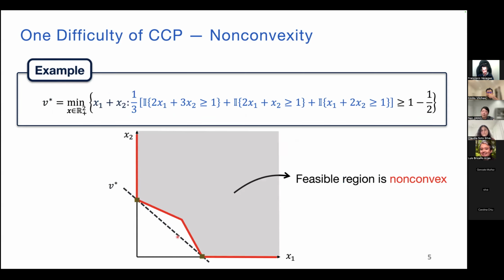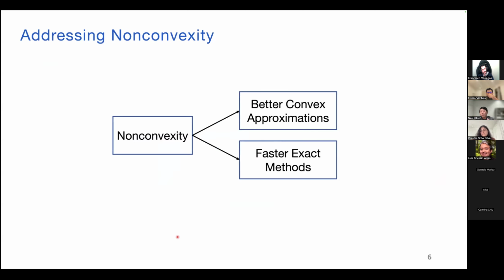To handle this non-convexity, we are going to focus on 2 parts. One is better convex approximations. The other is, because this problem is a MIP, maybe we can use a fast exact method, and how we can speed up the exact method. We are going to first talk about better convex approximations. Let's look at some literature review. What are the convex approximations for chance-constrained programs?